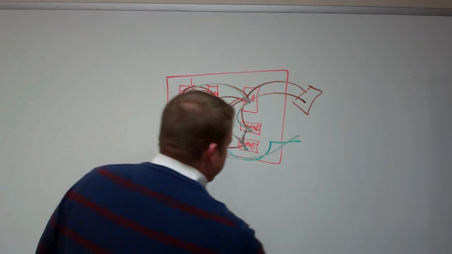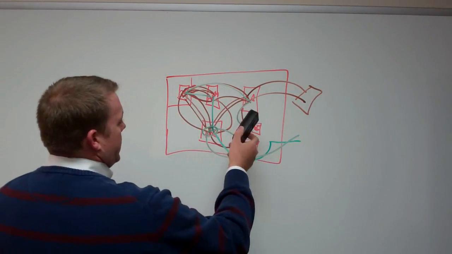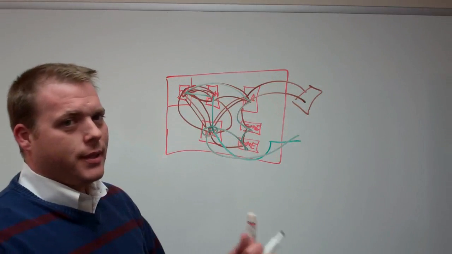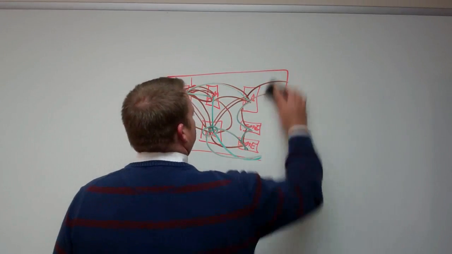So how do we rebuild this? Well, we look at the same ideas. We don't want a lot of crosses. We don't want a lot of movement. We want to have things flow as simply and easily as possible. So let's try this again.